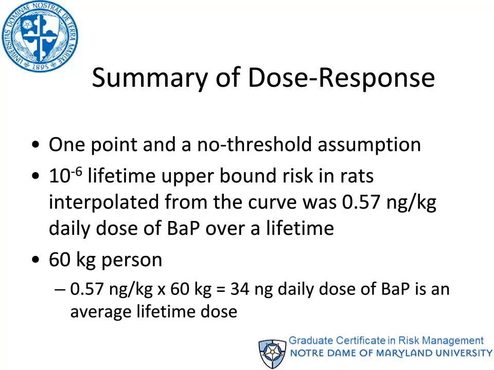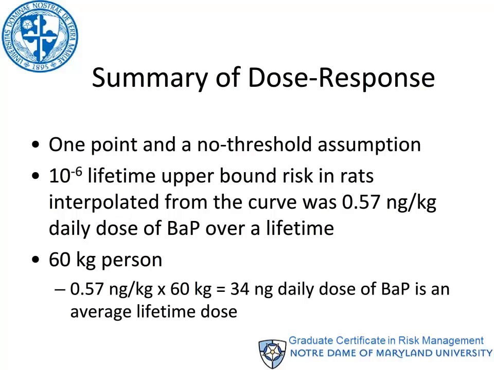So let's summarize our dose response and scale this up to a human. We used 1 point and a no threshold assumption, and we got a 1 in a million lifetime upper bound risk in rats interpolated from the curve at 0.57 nanograms per kilogram daily dose of benzopyrene over a lifetime.